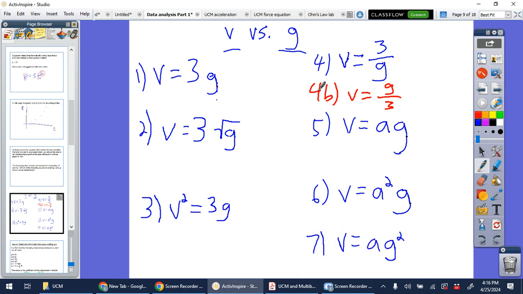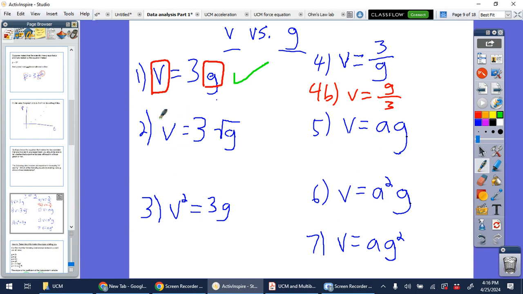Okay, let's see what we got. Looking at this first one, I can see a y variable and an x variable, and I'm asking, do they both have an exponent of 1? Hopefully you can see that, yes, this one is definitely linear. All right.